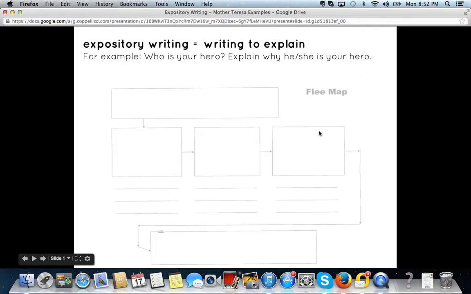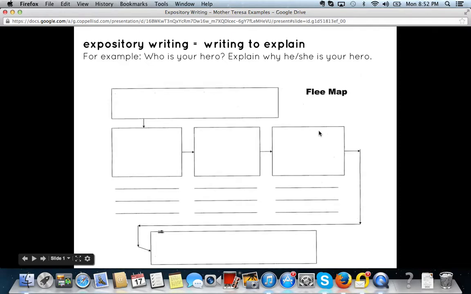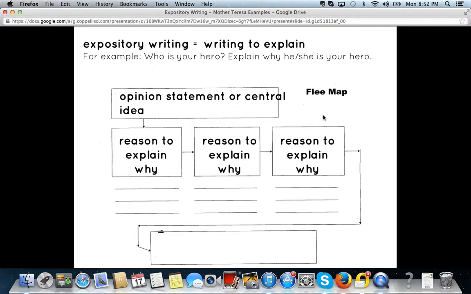Now, we also know that when we do expository writing, we often use a flea map to help us organize and plan our writing. When we use that flea map, we start with an opinion statement or a central idea. That's where we would tell our reader who our hero is in an engaging and interesting way. Then we would have our reasons to explain why that person is our hero. In this example, there are 3 reasons to explain why. Remember, we don't always have to have 3. We could have 2 or we could have 4. And then we have a closing idea that wraps up everything that we're saying and that leaves our reader with something interesting to think about our hero.